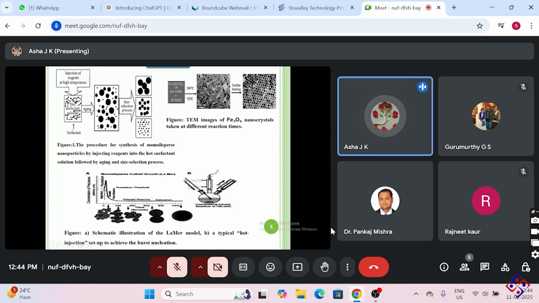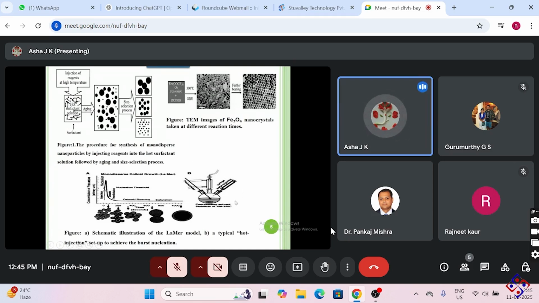Here injection takes place, due to which high nucleation takes place. So this explains the hot injection synthesis setup. Commonly, we use it to achieve a burst nucleation in nanoparticle synthesis. The solution is injected using a syringe into a flask containing a hot coordinating solvent and a stabilizer. And here a thermometer monitors the temperature to ensure controlled conditions.